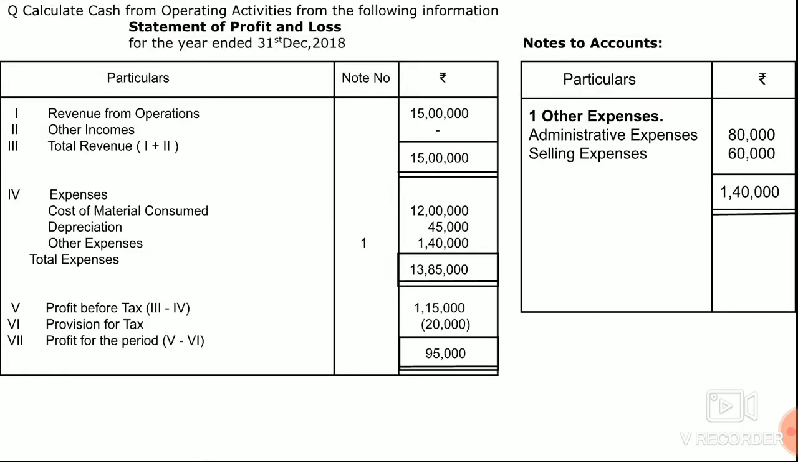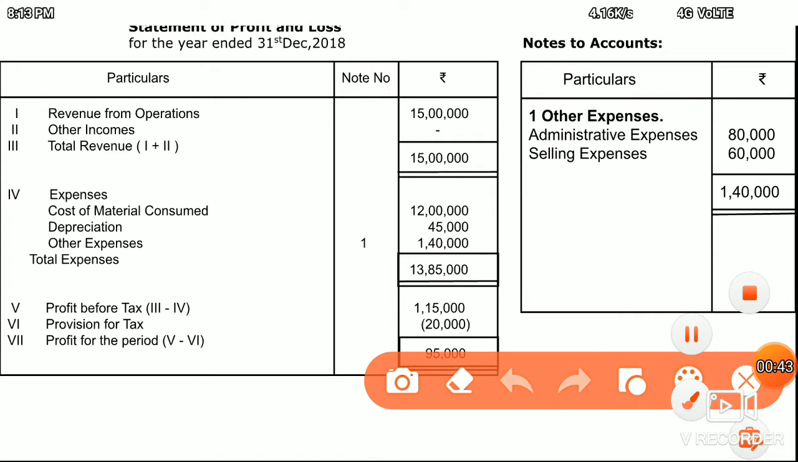Now if we look at our question, we find that the provision for tax is 20,000. Since they have not given us the payment for tax and provision for tax separately, we will assume this 20,000 as provision for tax, and this 20,000 is also the payment for tax made during the year. So whatever provision for tax is made during the year, the same amount is also paid as tax during the year. So this 20,000 will be taken as provision for tax as well as payment for tax. We will add this provision for tax to the net profit after tax of 95,000, and this will give us our net profit before tax.